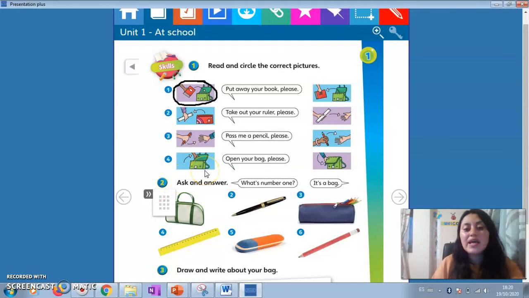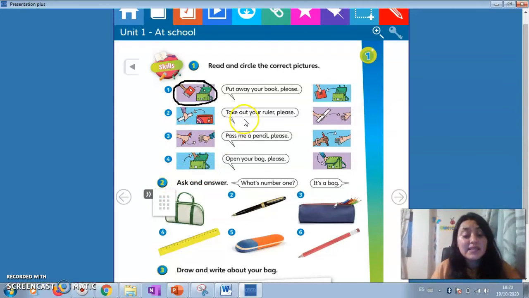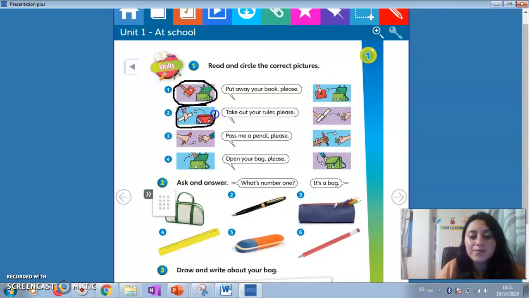Okay, number 2. In number 2 it says, take out your ruler. Take out is the opposite to put away. If put away means guardar, what's the meaning of take out? Lo contrario, sacar, ¿no es cierto? Take out your ruler, not pass me a ruler, ¿no es cierto? So, the correct picture is this.